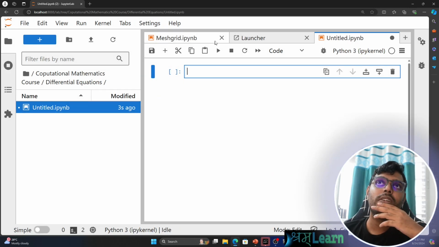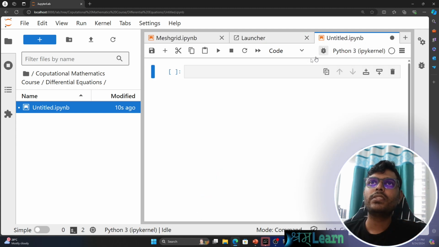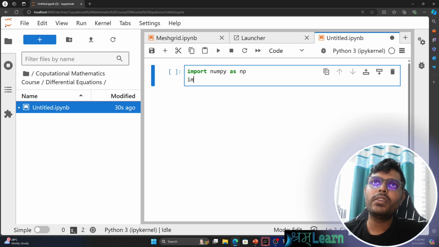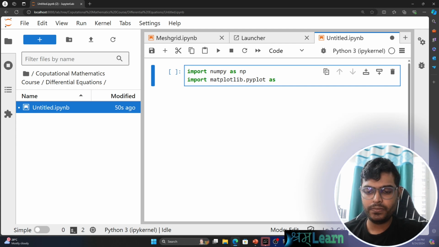So yes, we have to import numpy as np, and import matplotlib.pyplot as plt.